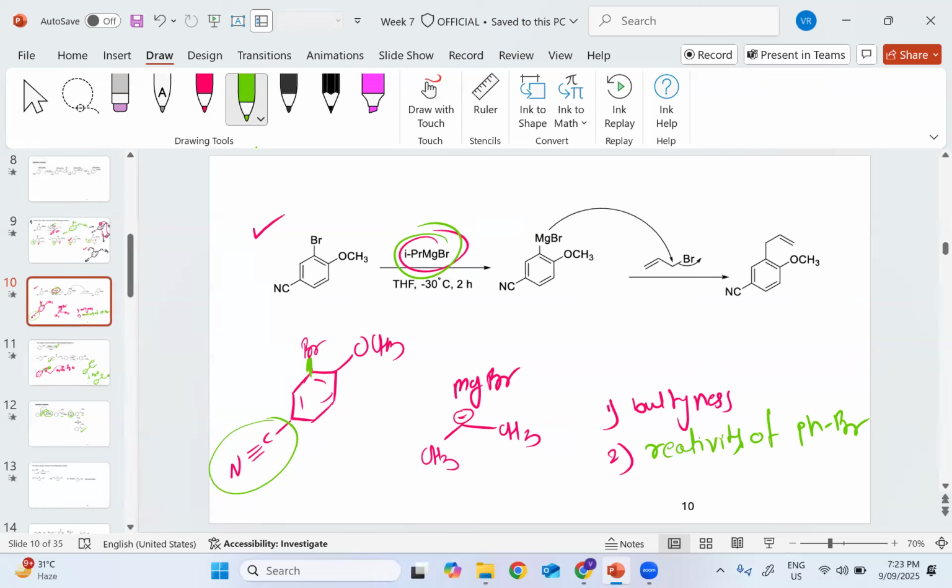That drives the attack of this isopropyl magnesium bromide to take place on this bromo part, not on the C triple bond N part. So any doubt here?